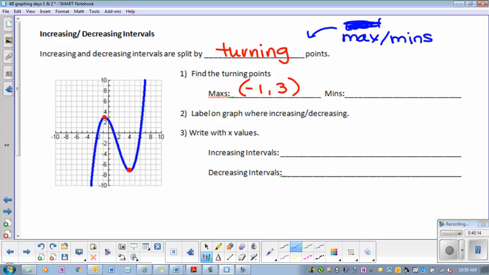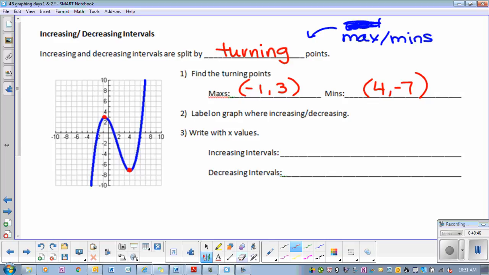Where's your local min? Negative 4, negative 5. Negative 4, negative 5 would be here. No. 4, negative 7. Good. 4, negative 7. Okay? I think it sometimes helps to see where that point is, right?